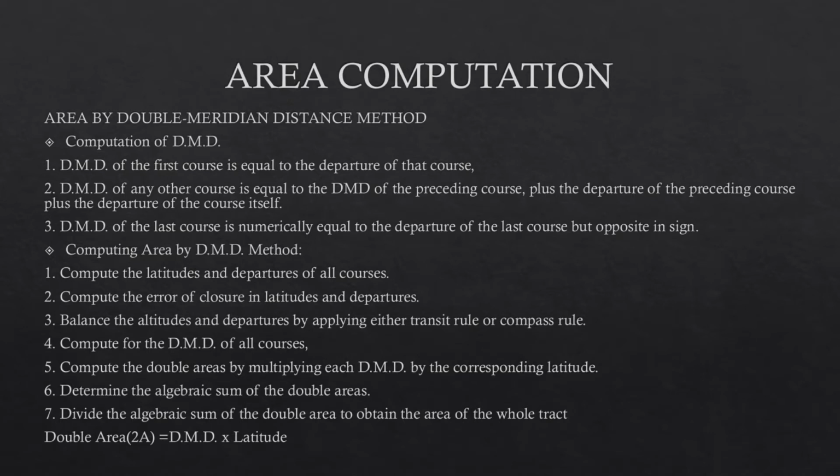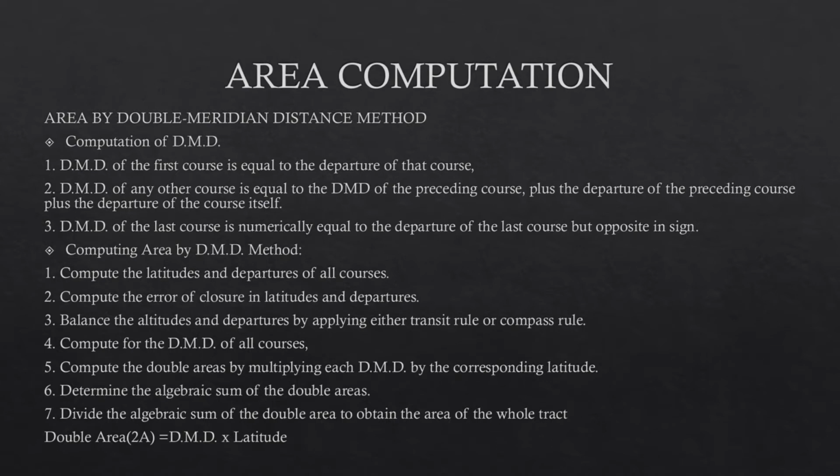Okay, so computation of DMD. DMD of the first course is equal to the departure of that course. DMD of any course is equal to the DMD of the preceding course plus the departure of the preceding course plus the departure of the course itself. So, ito yung parang step sa pag-compute ng DMD. Mamaya mas maiintindihan natin kung paano tong steps na to.